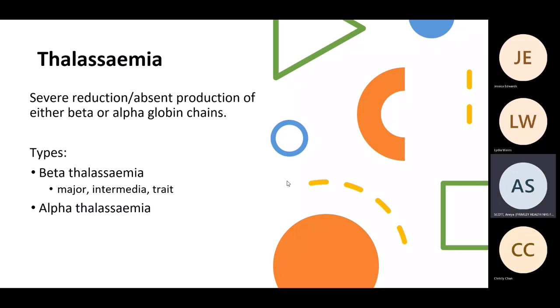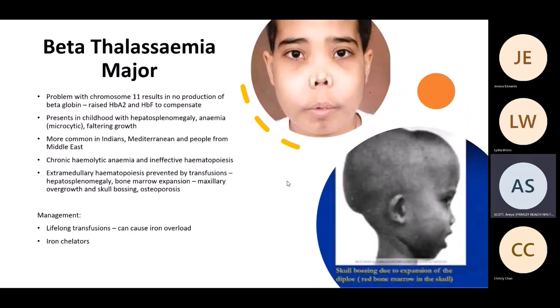So thalassemia is the second hemoglobinopathy to know about. In thalassemia, you get a severe reduction or absent production of either the beta or the alpha globin chains. It's a bit more complicated in terms of the genetics than sickle cell. There are lots of different mutations that can cause varying severities of the illness. The main one to know about is beta thalassemia major, and that's the one that med school questions tend to focus on. That's the one I'm going to go through.